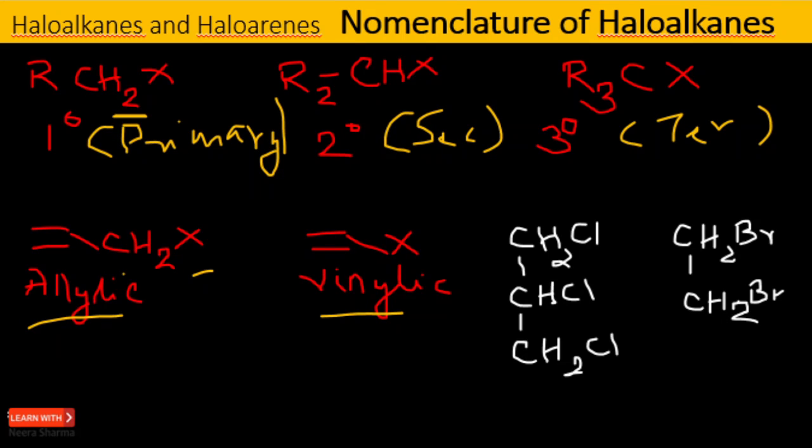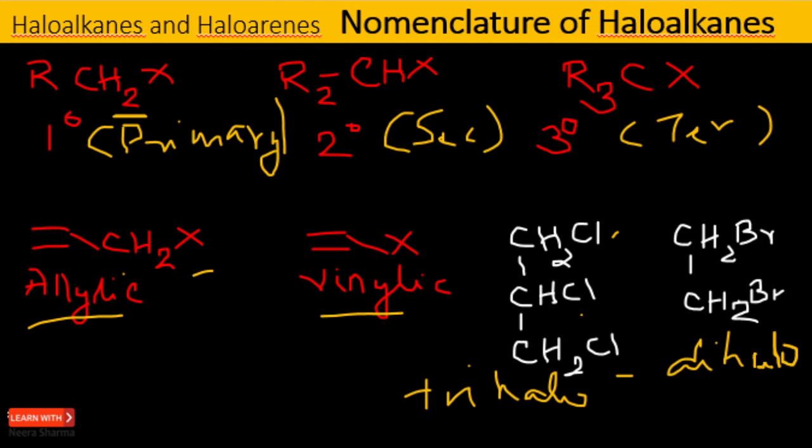If we have 3 halogens attached, then these are trihalo compounds, and this will be 1, 2, 3-trichloropropane. And if we have 2 halogens attached, then these are dihalo compounds. The name would be 1,2-dibromoethane.